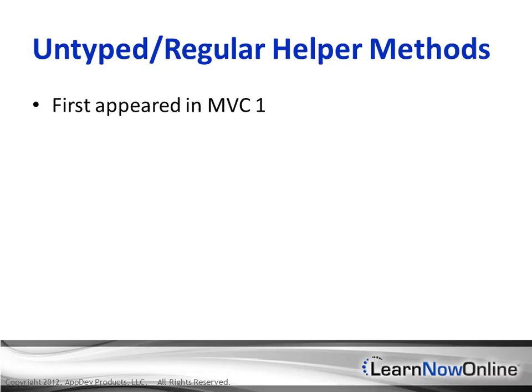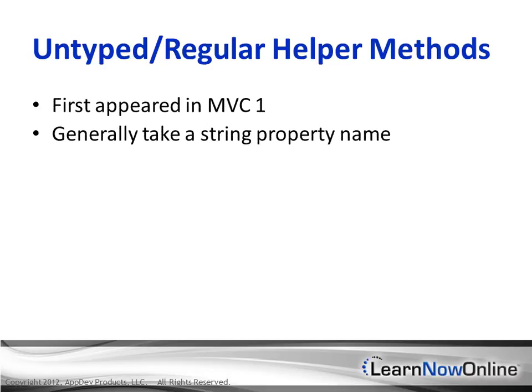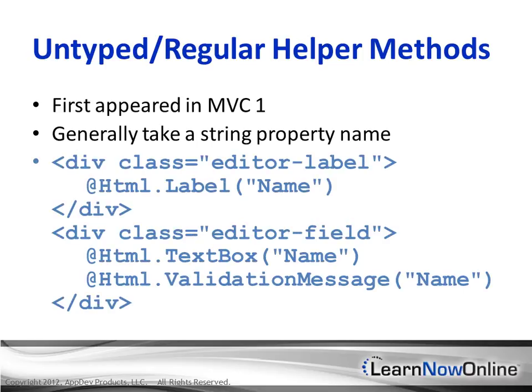These guys first appeared in MVC1, and they generally take a string property name. Here's an example. Here we have two div elements, one with a class of editor-label, and the second with a class of editor-field. As you notice, within the first div, we have HTML.Label, and then we're simply passing a string. What will happen is this will render out as an HTML label element with the ID of name. Within the second div, we have an HTML.TextBox, which is also passing in the name. So this will create an HTML input field with the ID of name.